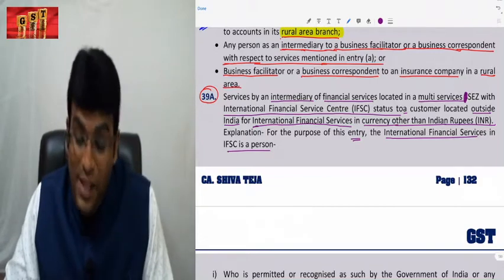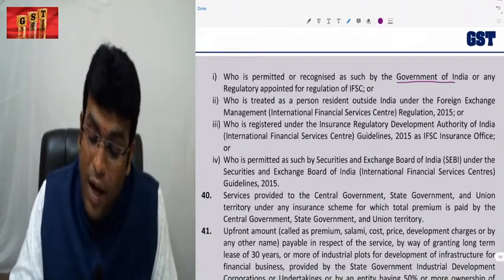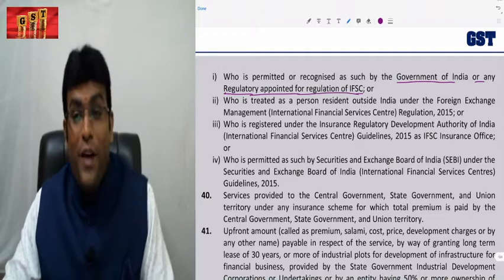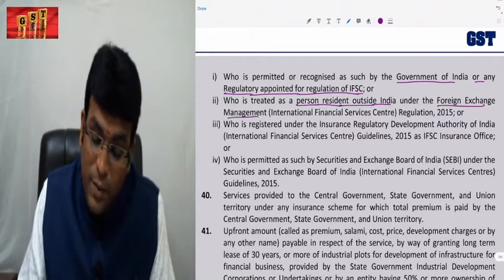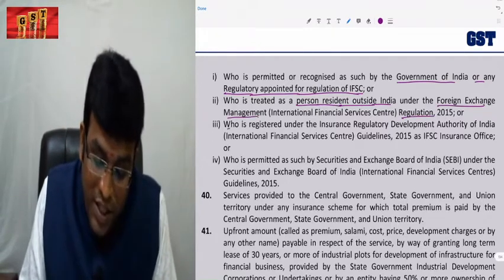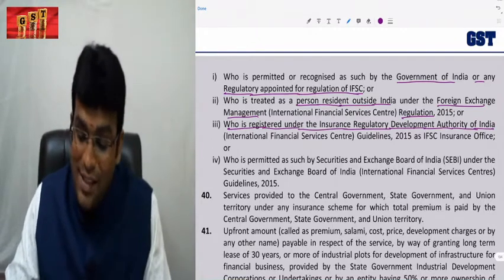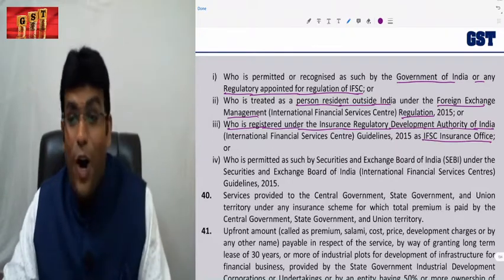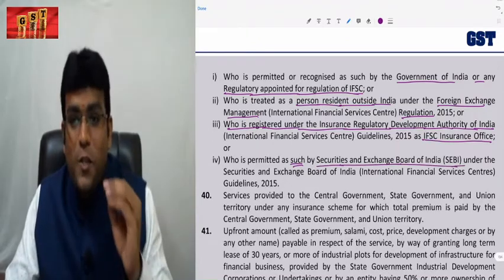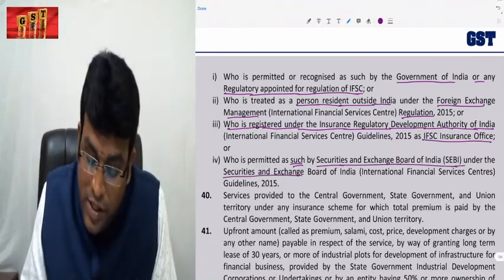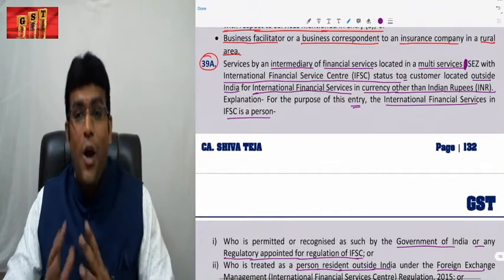International financial service in IFSC is a person who is permitted or recognized as such by the government of India or any regulator appointed for regulation of IFSC, who is treated as a person resident outside India under foreign exchange management regulations, who is registered under the Insurance Regulatory Development Authority of India, IRDA, as an IFSC Insurance Office, or, last point, who is permitted as such by SEBI under Securities Exchange Board of India guidelines. Correct, my dear friends? So exemption is basically given for whom?